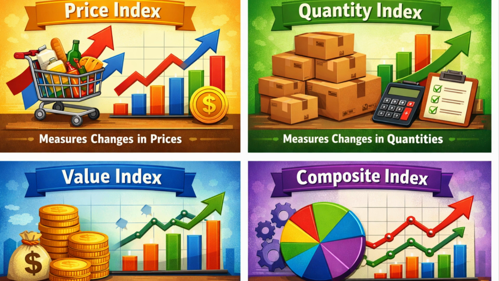The fourth one is composite index numbers. These combine several indices together to create a broader indicator. For example, a national economic index might combine agriculture, industry, and services to measure overall economic performance.